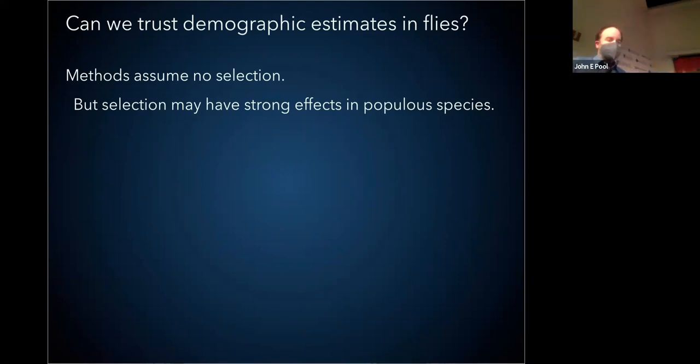Drosophila melanogaster is a very populous species. It has a very high population size. We know that natural selection is very effective in such species, and it's been argued that natural selection has fairly pervasive effects across the Drosophila melanogaster genome. So that was the concern: would selection basically bias our estimates of demographic parameters?